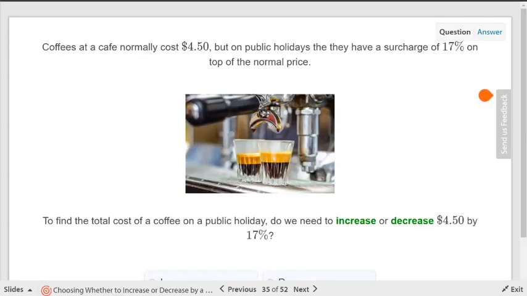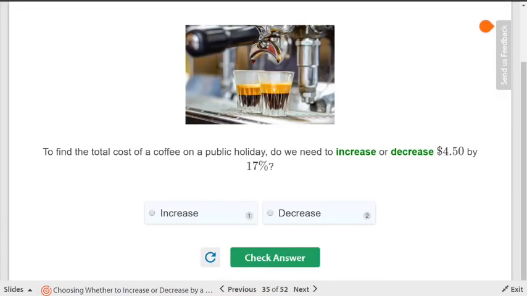Okay. Coffees at a cafe normally cost $4.50, which means that is how much percent of the value? 100% of the value, right? But on public holidays, they have a surcharge of 17% on top of the normal price. So is that an increase or a decrease? Increase. And so find the total cost of a holiday. So do we increase or decrease it? Increase it by 17%. Oh, I'm doing your homework. I'm not doing that. Okay, so you just select increase.